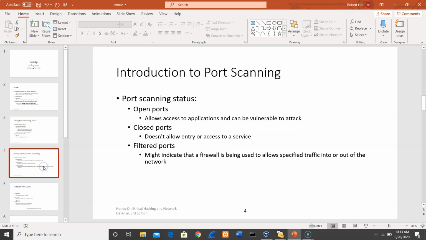So what is an open port? Before we do the lab, students need to understand what an open port, closed port, and filtered port are. An open port means the port allows access to an application, and can be vulnerable to attack. A closed port does not allow entry or access to a service. A filtered port might indicate that a firewall is being used to allow specified traffic into and out of the network.